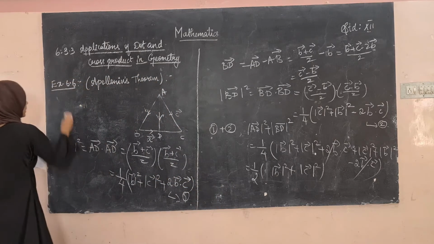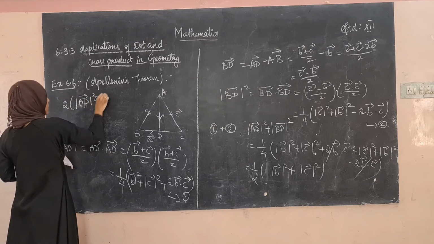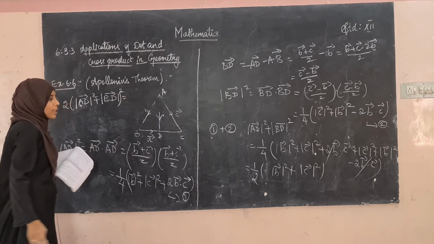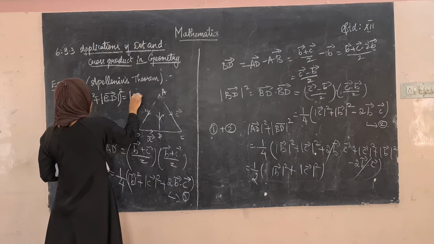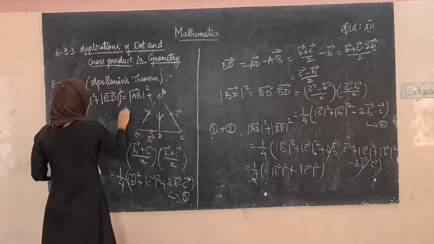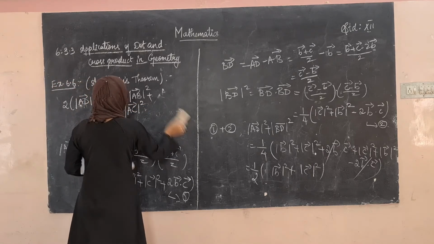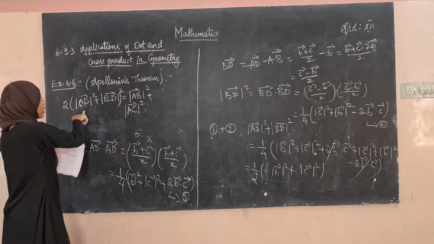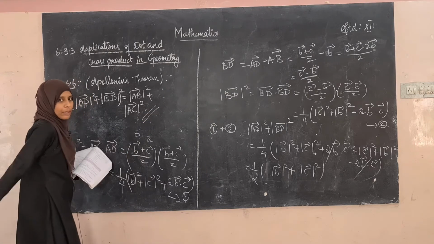Take that 2, so the left hand side becomes 2 into modulus of AD vector the whole square plus modulus of BD vector the whole square, which is equal to, what is B? Modulus of B vector the whole square. B vector is AB vector, right? So modulus of AB vector the whole square plus, what is C vector? C vector is AC vector. So modulus of AC vector the whole square. This is what we have to prove, right? So modulus of AB vector the whole square plus modulus of AC vector the whole square is equal to 2 into modulus of AD vector the whole square plus modulus of BD vector the whole square. Hence proved.